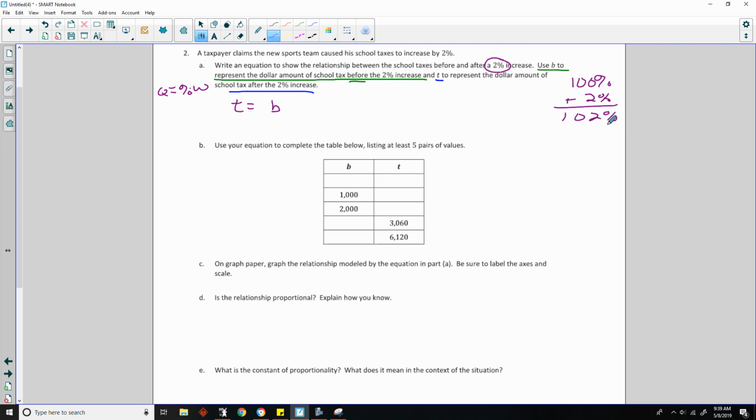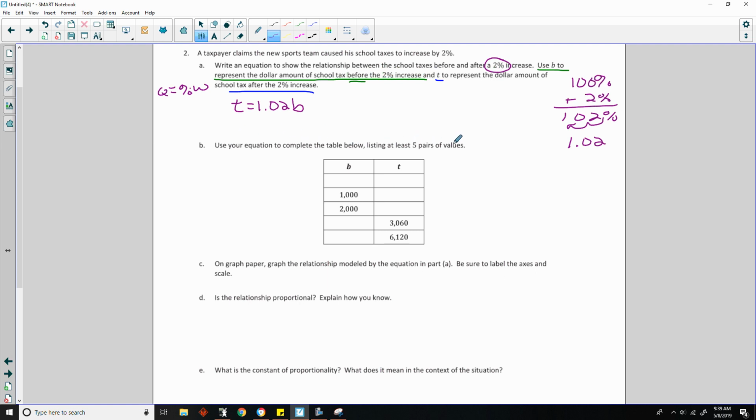So if we're going to add 2% to 100%, then that would be 102%. And to represent that as a decimal, you move the decimal 2 places to the left, so that would be 1.02. So that is our coefficient here, 1.02b. That is our constant of proportionality, as it said in the last question. So there is our equation. The taxes after a 2% increase of our original would be 1.02b equals T.